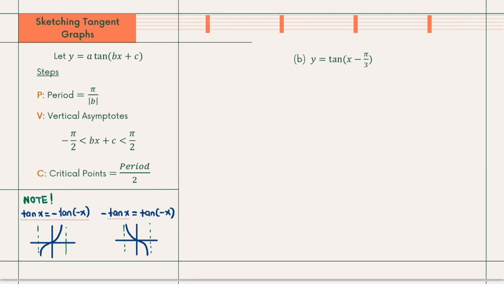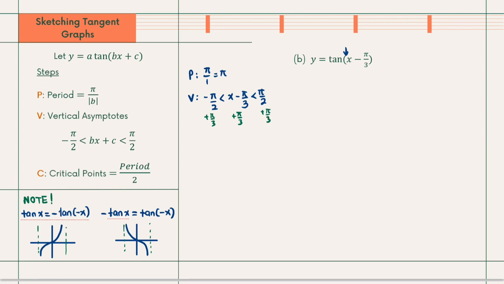So kita start dengan cari dia punya period. So P will be pi over B. Okay, so kita akan dapat pi sahaja. And then our vertical asymptote start from negative pi over 2 less than X minus pi over 3 less than pi over 2. Okay, now kita nak jadikan X sahaja di tengah-tengah. So, plus dengan pi over 3 on both sides.